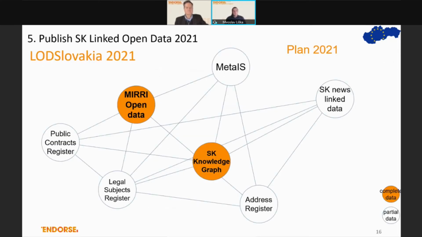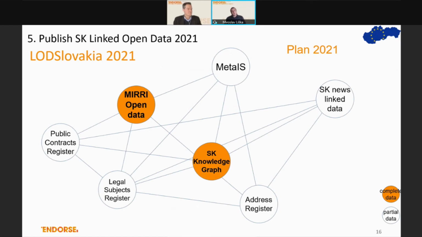And the last one that I would like to talk about is, again, LOD Slovakia or Linked Open Data 2021. As you can see here, in the center there is a knowledge graph, which will consist of reference data represented as linked data. Of course, our publication minimum of our ministry. Okay, so those orange are, let's say, complete. But for the sake of understanding and showing what interoperability really is, we are also going to at least partially publish data sets from the public contract register, legal subject register, and address register.